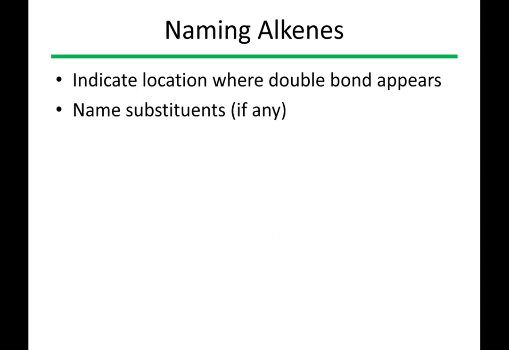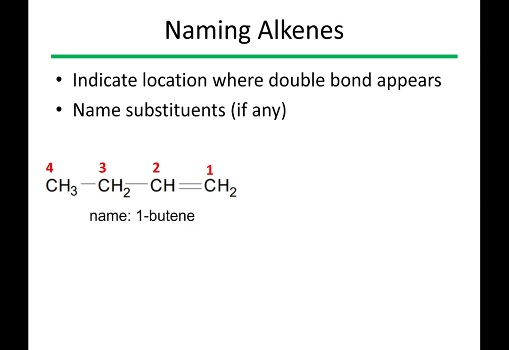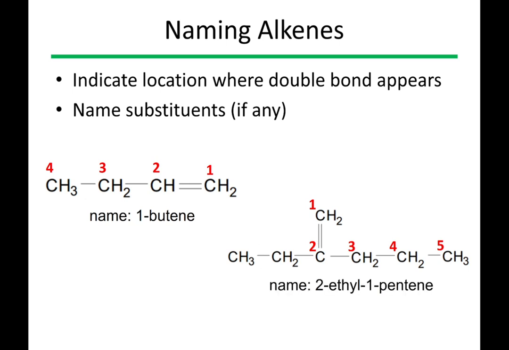In addition to the other rules for alkanes, we also have to name where the double bond appears because it can be in multiple locations, and then we still name the substituents if there are any. So here's this example for butene, and in this case we're going to call it 1-butene, and here's that other one with a longer chain, the pentene, starting with the same numbering. That would be 2-ethyl 1-pentene.